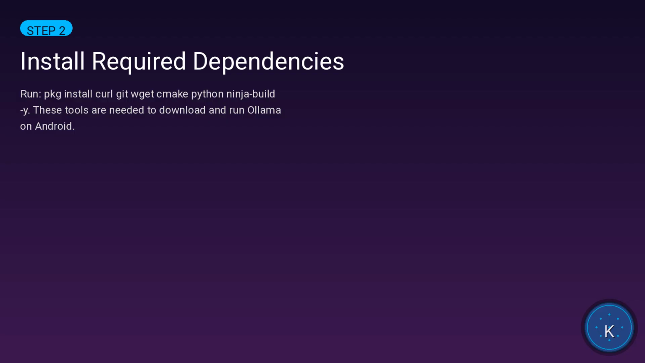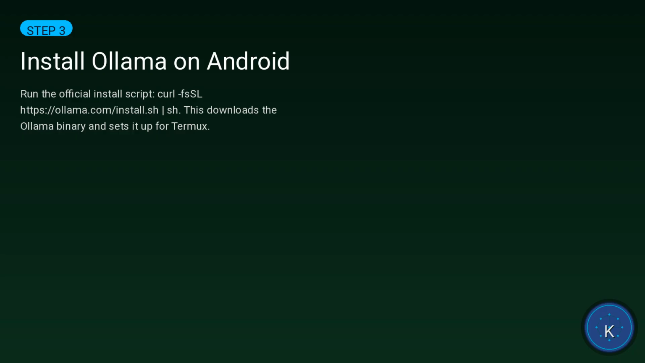Open Termux and run pkg update and pkg upgrade. Why? To get the latest packages. Install required dependencies. Run pkg install curl git wget cmake python ninja build. Why? These tools are needed to download and run Ollama on Android.